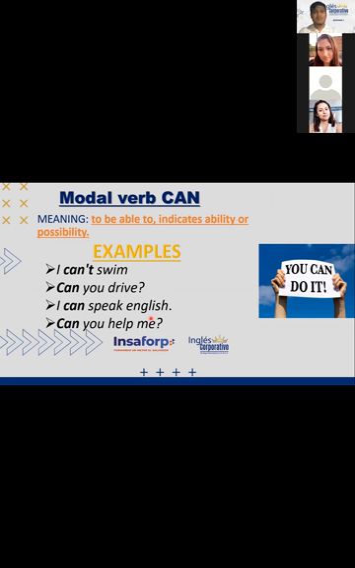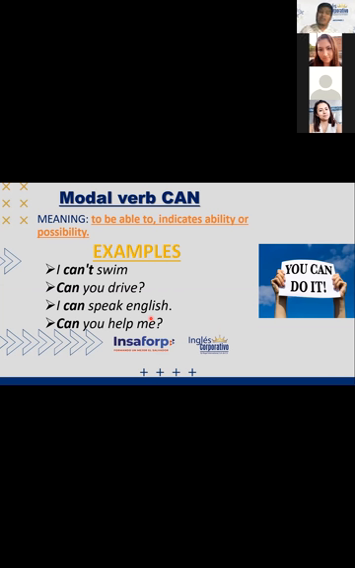All right, so we're going to go a little bit deep with the two that we're going to see today. We're going to start with the modal verb can. The meaning of this one is to be able to, and it also indicates ability or some possibility. We have some examples right there, like I can't swim, or can you drive? I can speak English.